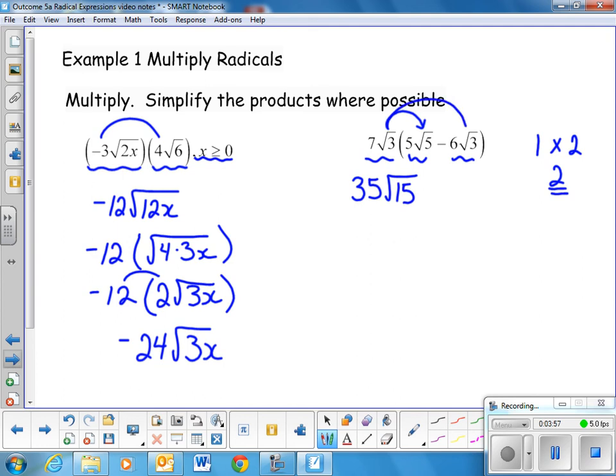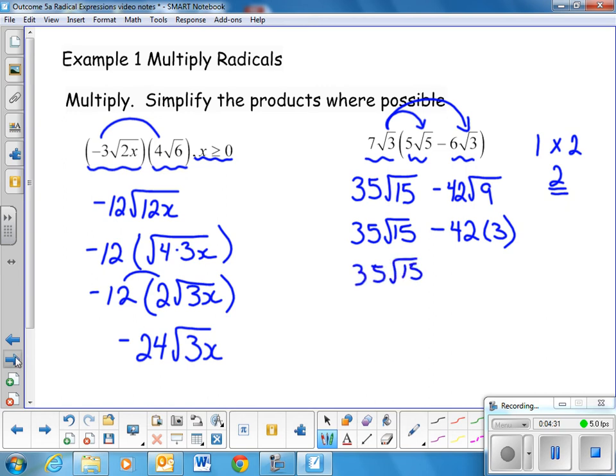Then take the term out front and multiply it by the second term in the bracket. So multiplying the numbers out front, 7 times negative 6 is negative 42. And under the root sign, 3 times 3 is 9. We now want to see if we can simplify anything under the root sign. There's nothing to simplify with 35 root 15. However, the square root of 9 is 3, so we end up with 42 times 3. So 35 root 15 minus 42 times 3 is 126 as our final answer.